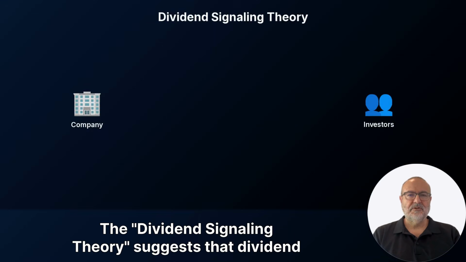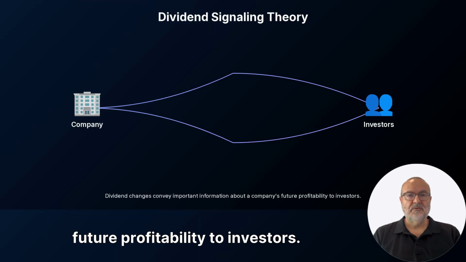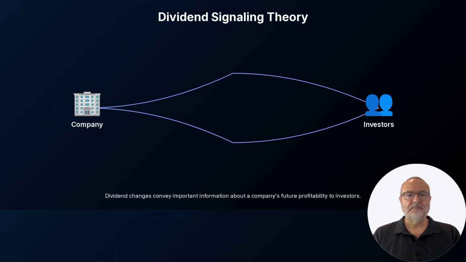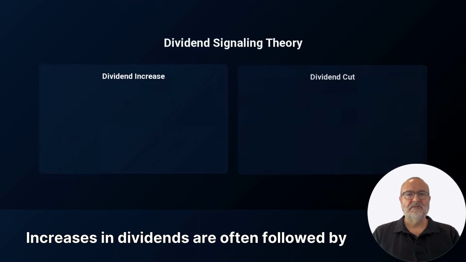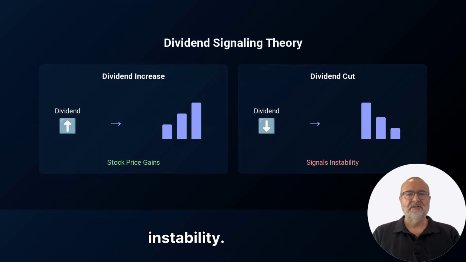The dividend signaling theory suggests that dividend changes convey important information about a company's future profitability to investors. Increases in dividends are often followed by stock price gains, while cuts can signal instability.